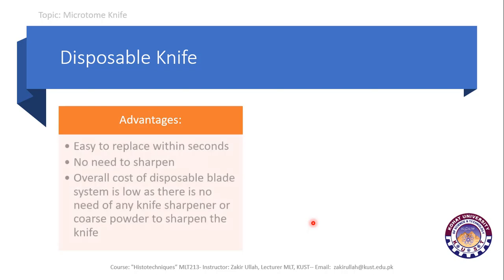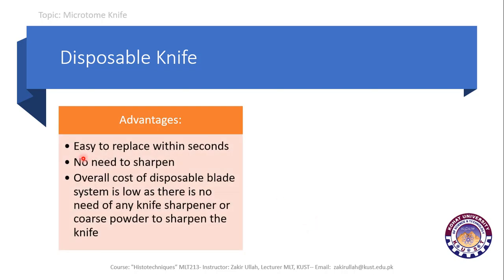The advantages of disposable knife is that it is easy to replace within seconds, and this knife does not need any sharpening. The overall cost of disposable blade system is low because there is no need of knife sharpener or the coarse powder which is used for the sharpening of the knife. So, these are the advantages of the disposable knife.